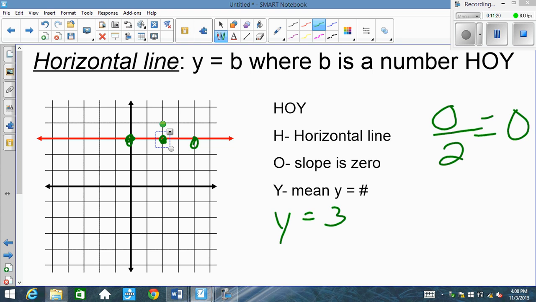So again, when you're trying to figure out what it is, remember the HOY and VUX. If you have y equals a number, HOY, it's going to be horizontal, zero slope, crossing at y equals 3. And for VUX, it would be vertical, undefined, and x equals a number.